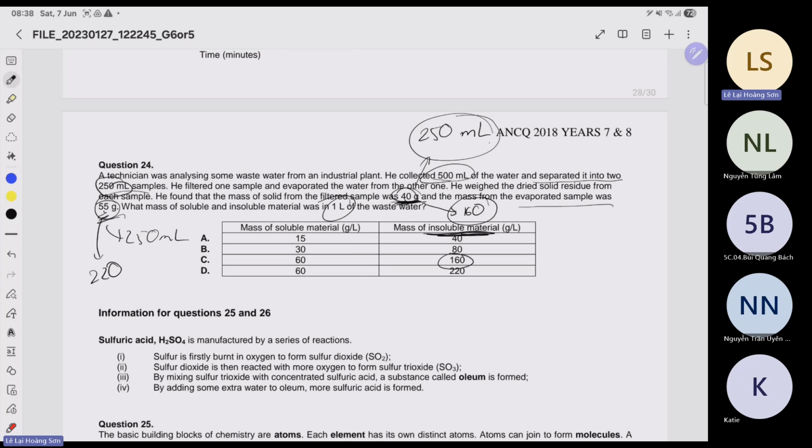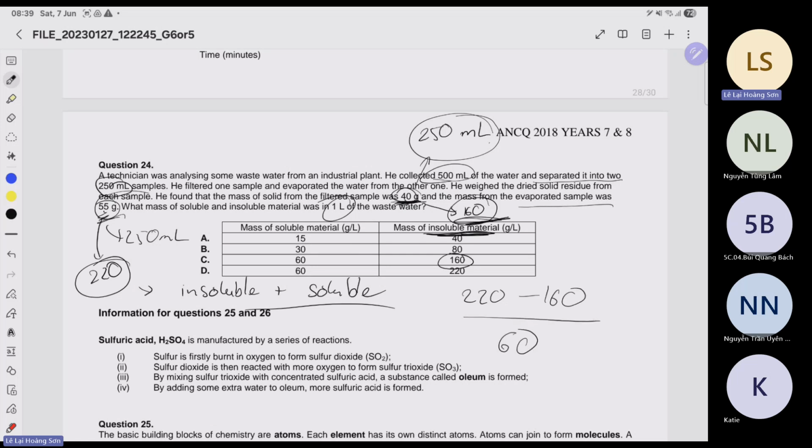So how do we calculate the mass of the soluble material? Take the total mass of solid. When you evaporate all the water, the 220 grams is the insoluble solid and also the soluble solid, both of them. You know the insoluble amount is 160, so take 220 minus 160, and it gives you 60. So the answer here is C.